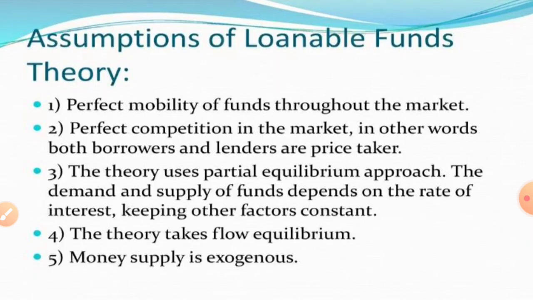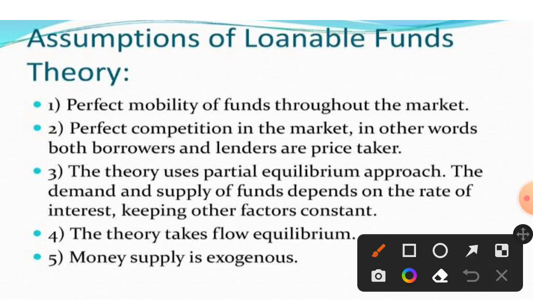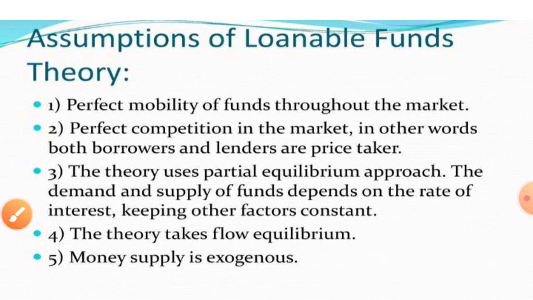तो इसके assumptions हैं, फर्स्ट इज परफेक्ट मोबिलिटी ऑफ फंड्स थ्रू आउट द मार्केट, perfect competition in the market. In other words, borrower and lender are price taker. जो परफेक्ट कंपटीशन का होता है कि देयर आर लार्ज नंबर ऑफ बायर्स एंड सेलर्स, प्राइस टेकर, तो उनकी वो assumption है. थर्ड है theory use a partial equilibrium approach. Demand and supply of fund depend upon the rate of interest, other factor constant. Then fourth is the theory takes flow equilibrium and money supply is exogenous. There are 5 assumptions of loanable fund theory.